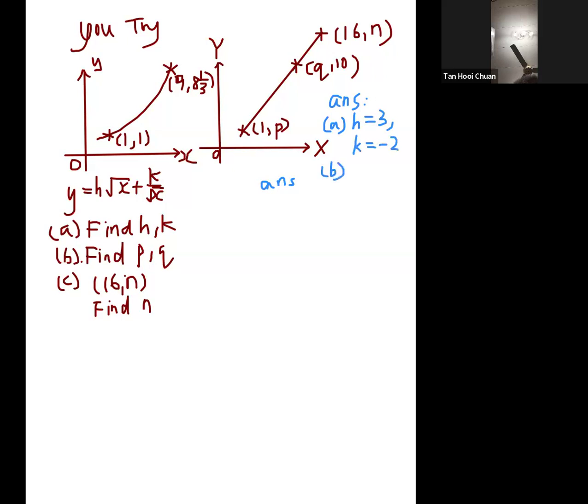B, p equals 1, q equals 4. C, n equals 46.